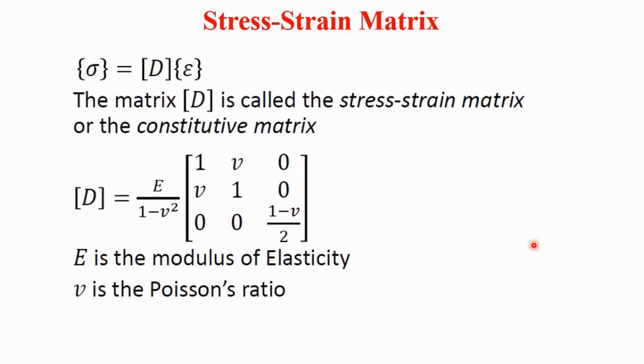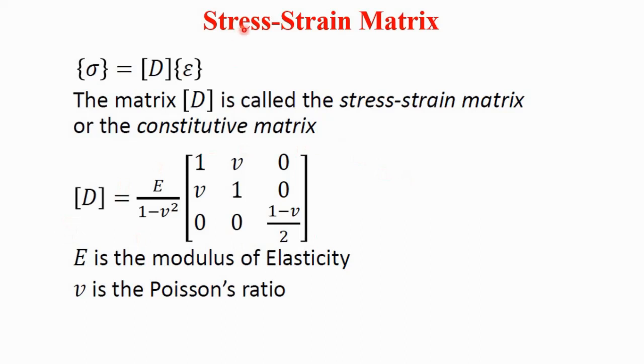Then the stress-strain matrix. As we know, stress is directly proportional to strain. Therefore stress is equal to some D matrix, also called the constitutive matrix, times the strain matrix. This matrix D is called the stress-strain matrix, or sometimes the constitutive matrix.